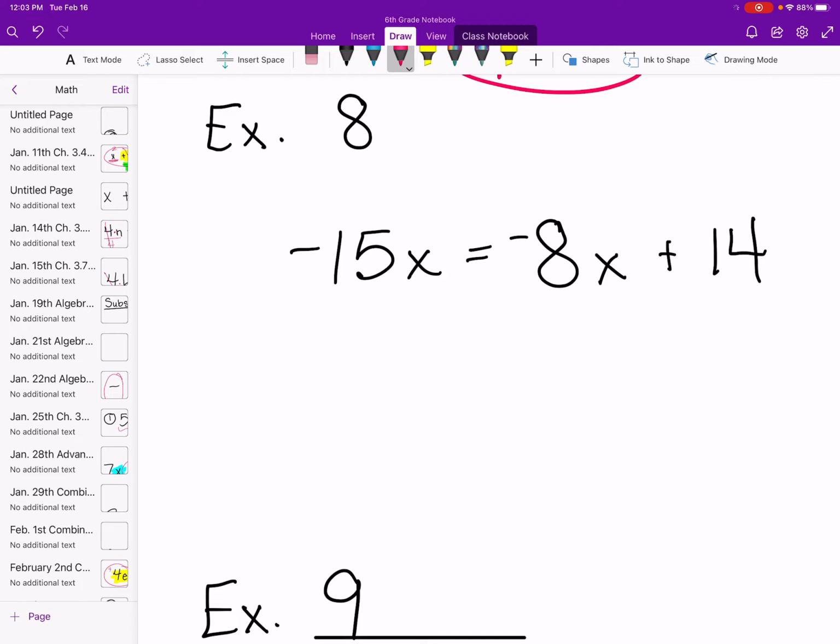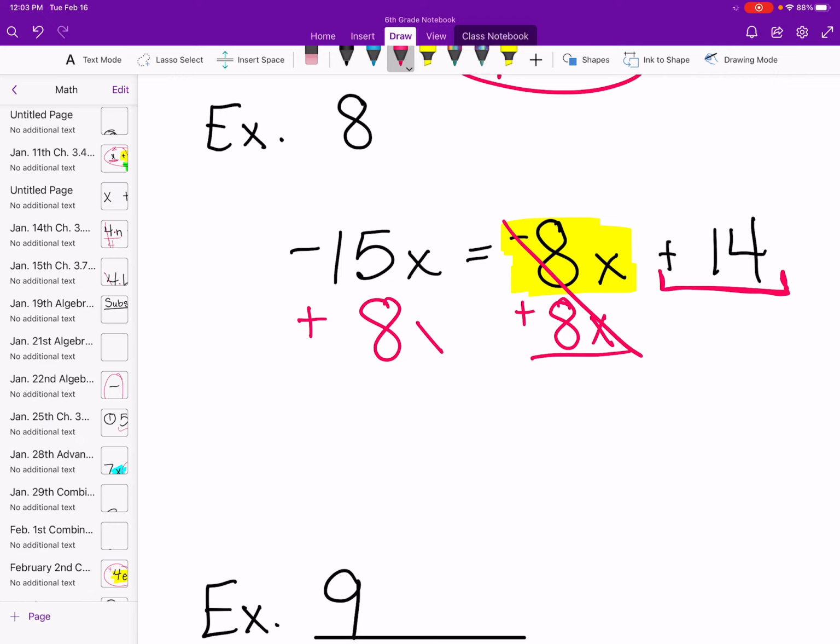Next one. Look here, my plain number is just this positive 14 plus 14. So I want to move this negative 8x so that it's on the opposite side. So I'm going to do the opposite of minus 8x, which is plus 8x. These are different signs, so it means I'm going to subtract. 15 minus 8 is 7x. Don't forget about your x. And then my bigger number was 15, and in front of 15 was a negative sign. So it's a negative 7x is equal to a positive 14.